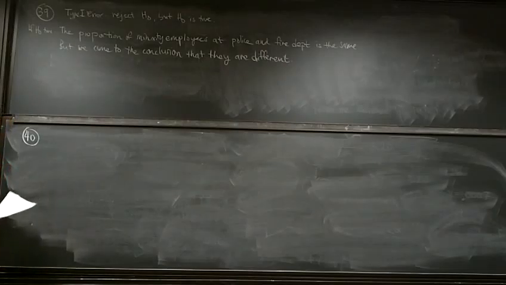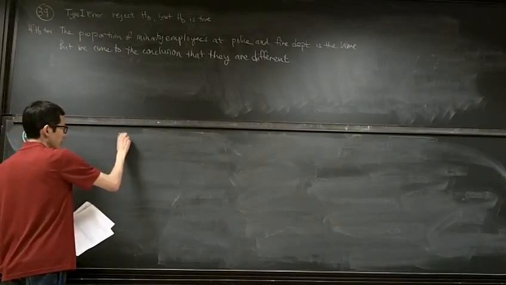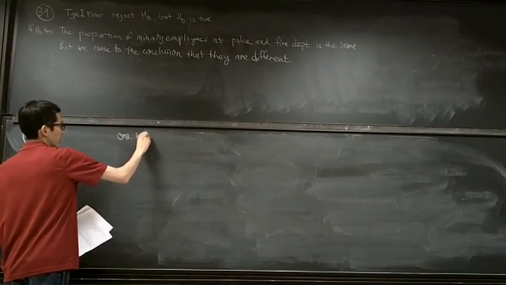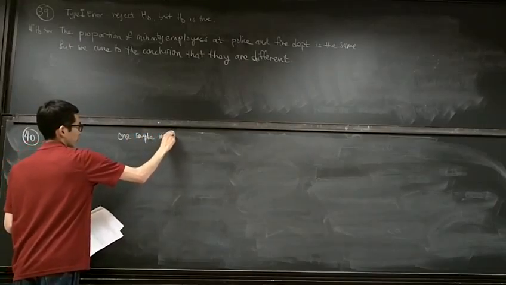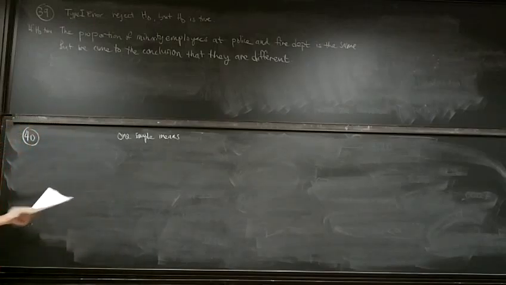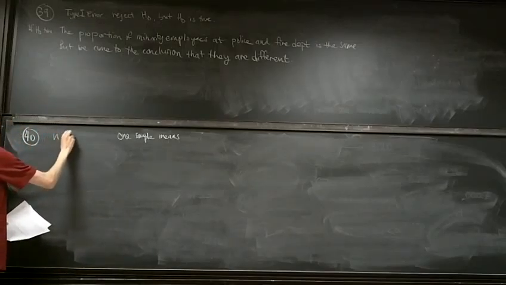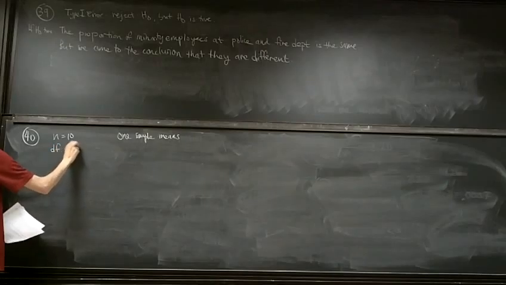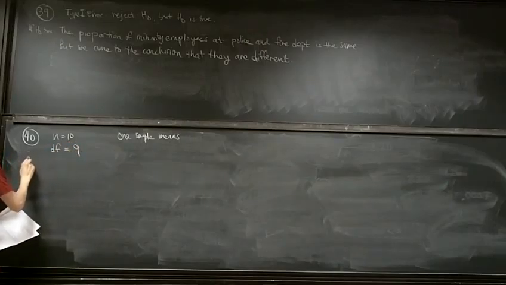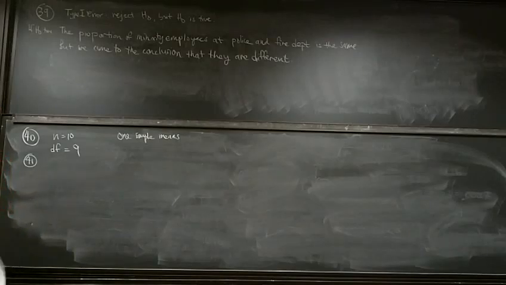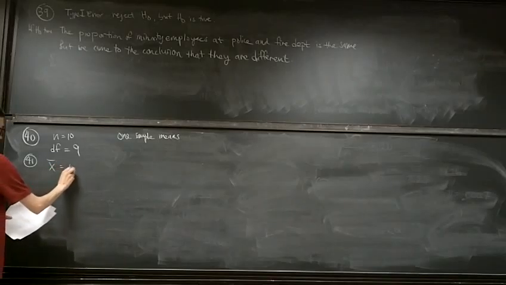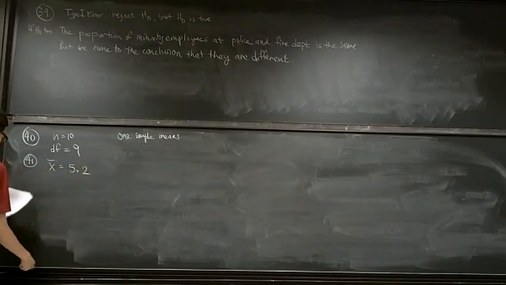Number 40, how many degrees of freedom do we have? We've got one sample, and we're dealing with means. Our sample size is 10, so our degrees of freedom is 9, 10 minus 1. Number 41, what is the value that goes in the center of the interval? That's going to be x bar. What is x bar in our problem? 5.2.